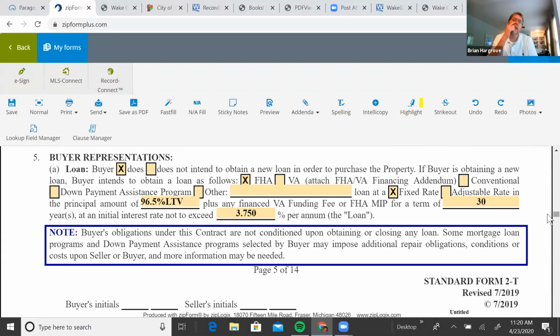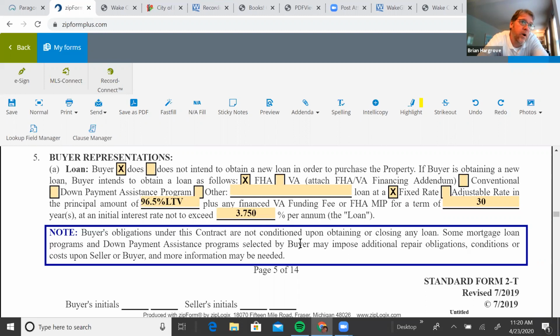I think she's probably using this next section down in this box, where it says it's not conditional upon obtaining or closing any loan, some mortgage loan programs are different. So there's this disclosure that's basically saying that even though they're telling you what they're all about, it's really not a condition of this contract whether they get the loan or not. We're just telling you that it's what we're doing.